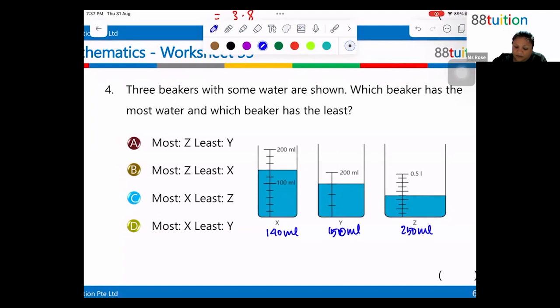So from here, which one is the most? X is the least. Most and least, so that's B. Okay, so that's B. All right, now, let me just very quickly, okay. All right.